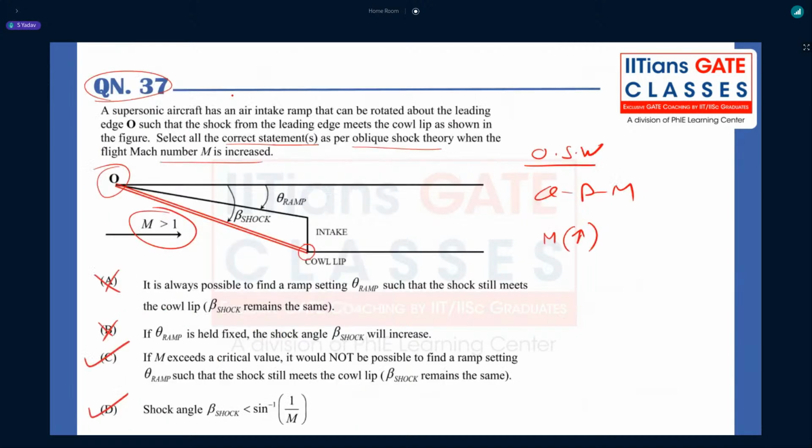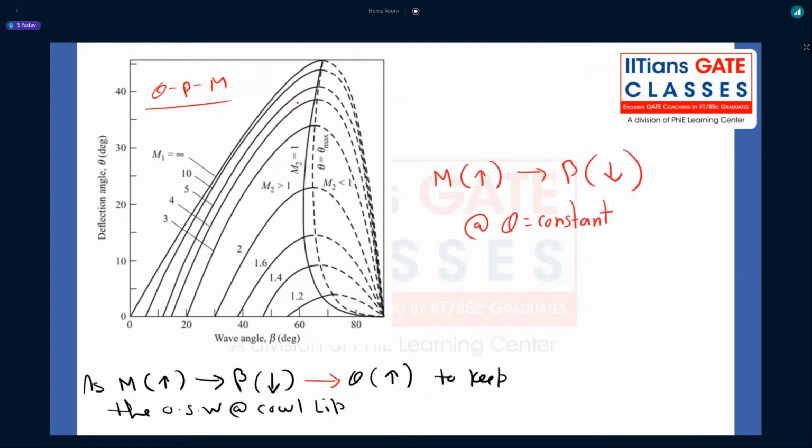So first look at point A. What it says is, it is always possible to find the ramp setting angle theta ramp such that the shock still meets the cowl tip. So what it says is, whatever the Mach number, there will be a possible theta at which beta is such that the shock always falls on the cowl lip. Even without considering the theta beta graph you can say it is wrong, because for no intake is that situation possible, but still for the sake of theory we'll do that exercise.